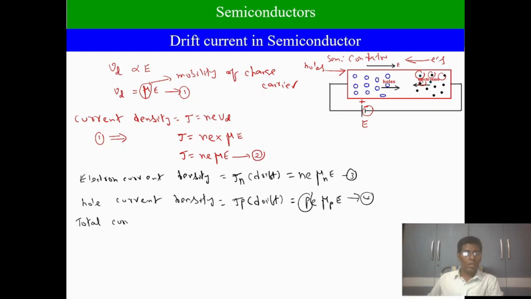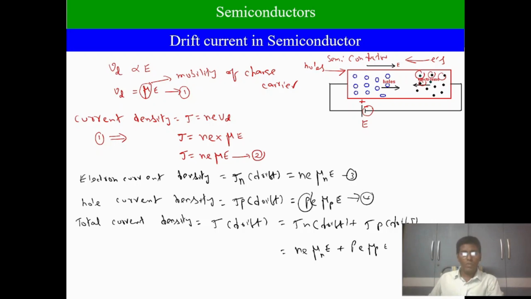So the total current density, I am writing the expression for the total current density, J, is equal to J drift. I am adding both expressions, so that is equal to Jn drift plus Jp drift. Now add equation number 3 and equation number 4. What is equation number 3? N e mu n E, plus equation number 4, P e mu p E.